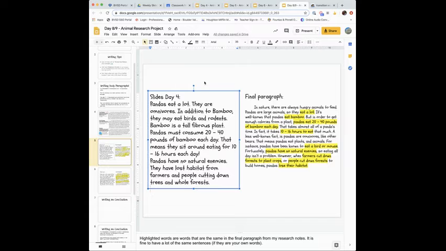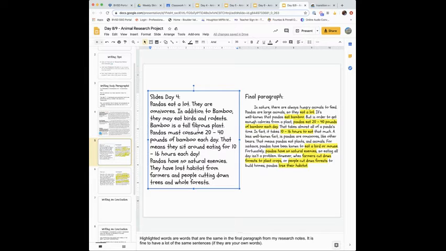Okay, the slide said pandas eat a lot. They are omnivores. Now remember, if you're not sure what an omnivore is, it means that it eats plants and animals. In addition to bamboo, they may eat birds and rodents. So that's explaining how bamboo is a plant and birds and rodents are an animal that makes it an omnivore.